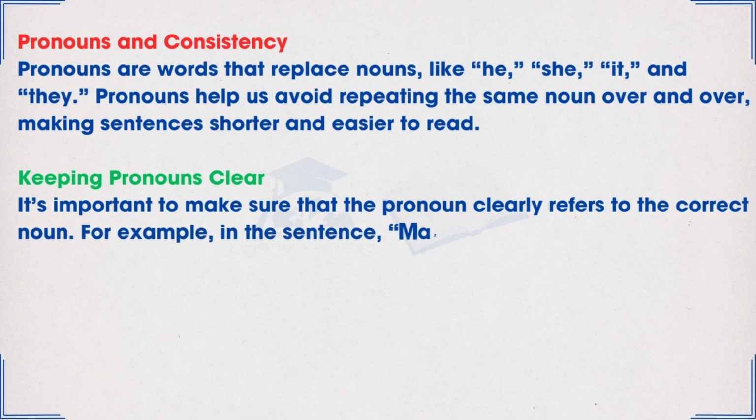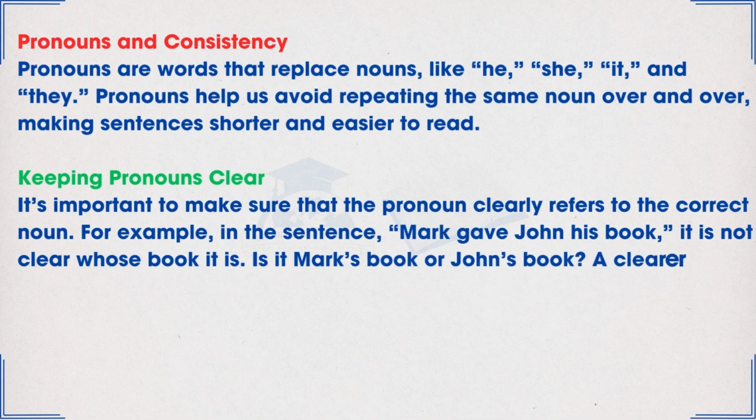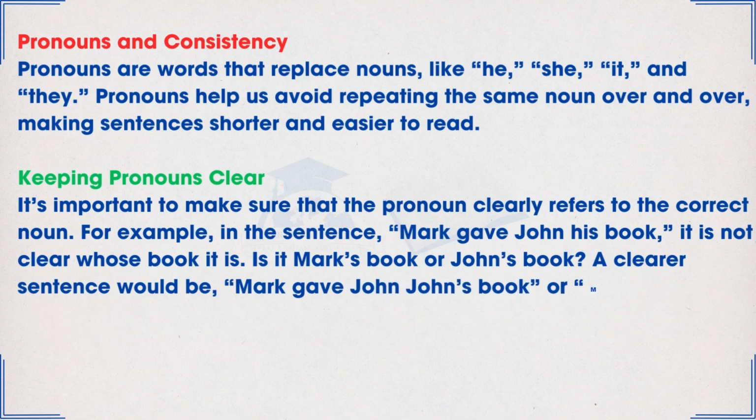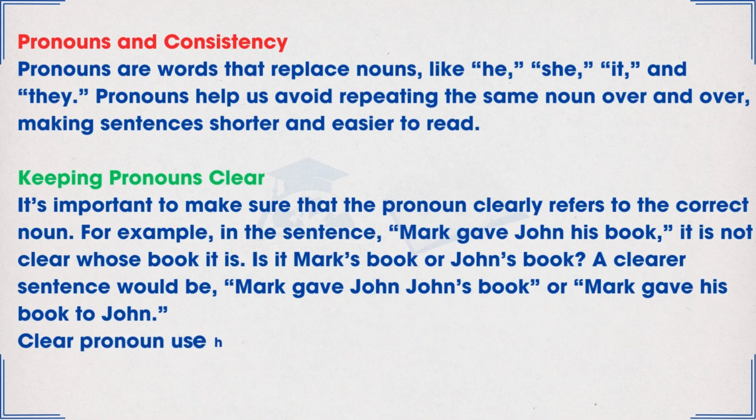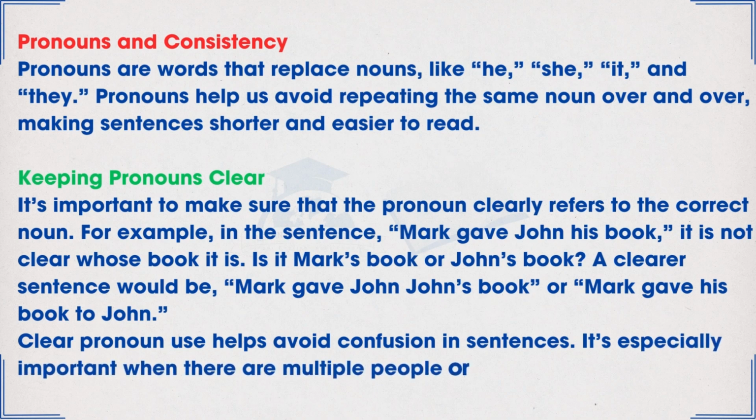For example, in the sentence, Mark gave John his book, it is not clear whose book it is. Is it Mark's book or John's book? A clearer sentence would be, Mark gave John John's book, or Mark gave his book to John. Clear pronoun use helps avoid confusion in sentences. It's especially important when there are multiple people or things in the same sentence.